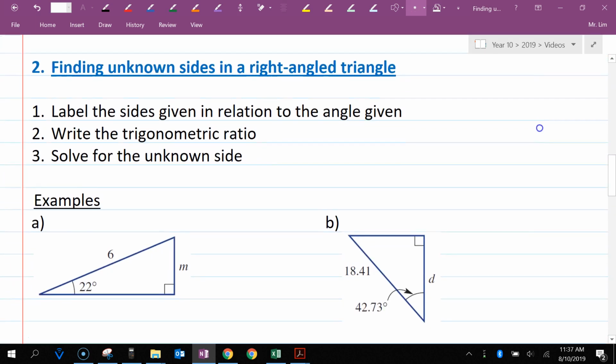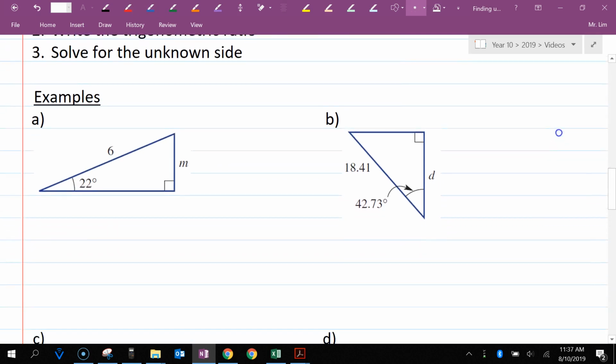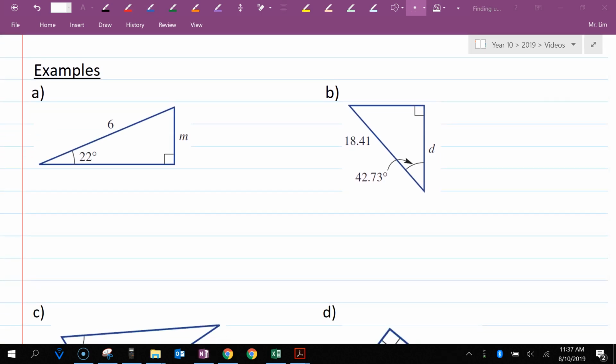Alright, so now we're going to look at how to find unknown sides in a right angle triangle. So these are the three steps. Label the sides given in relation to the angle given, write the trig ratio, and solve for the unknown side. So let's have a look at question A. We've got 6, which is the hypotenuse. M is opposite the angle given. So this is the angle given to us.